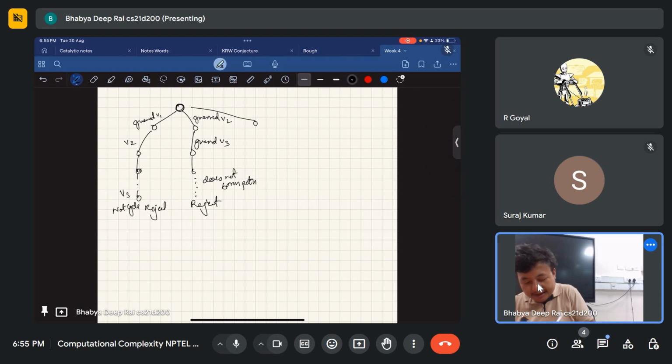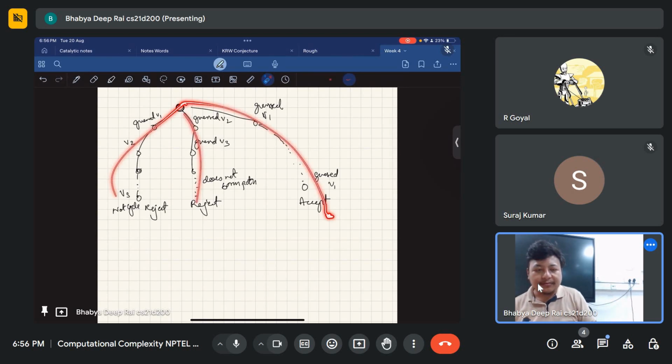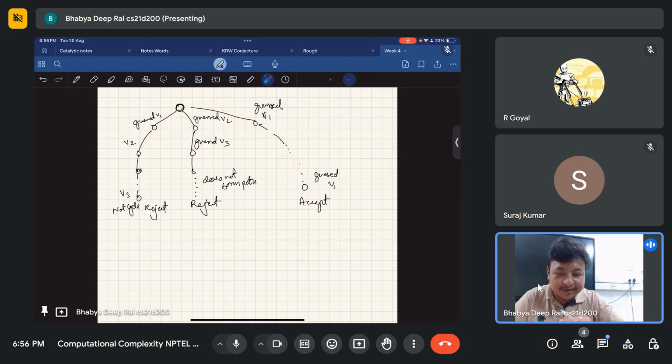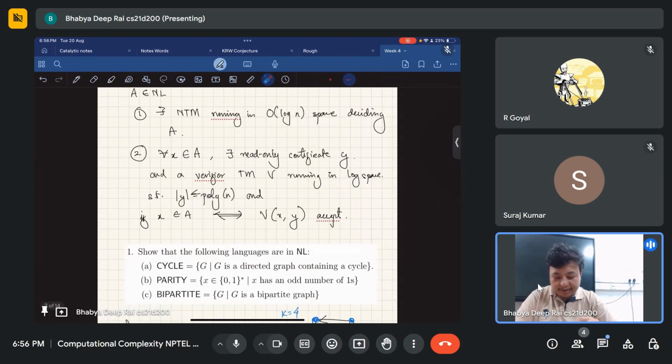Reject. And one such path will be there where I started with v1 or any other vertex, and I end up in the same vertex. You guessed v1 at the end, and it forms a valid path also. Then I accept. And what does a non-deterministic machine do? A non-deterministic machine will accept if even one of the computation paths accepts across all the non-deterministic choices. Even if one of the paths accepts, then my machine will accept. So, Suraj, is that clear?